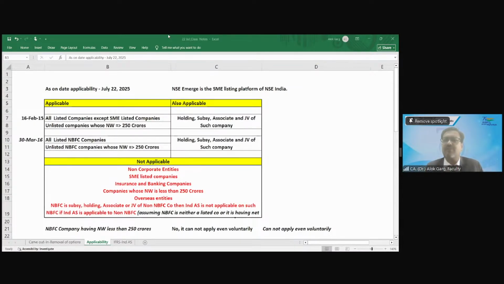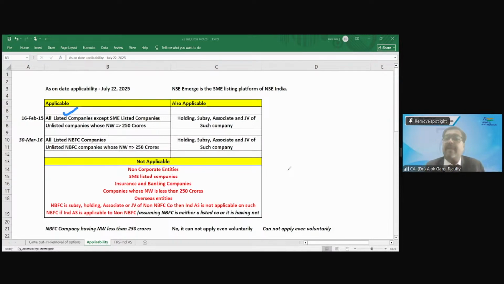So friends, Ind AS is applicable to all listed companies, except SME listed companies. Just hear me patiently. I will speak one by one, and it would be great if you prepare your notes. I'm sure you are ready with pen and paper. Number one, first of all, write that Ind AS is only applicable to companies. It is not applicable to non-corporate entities.